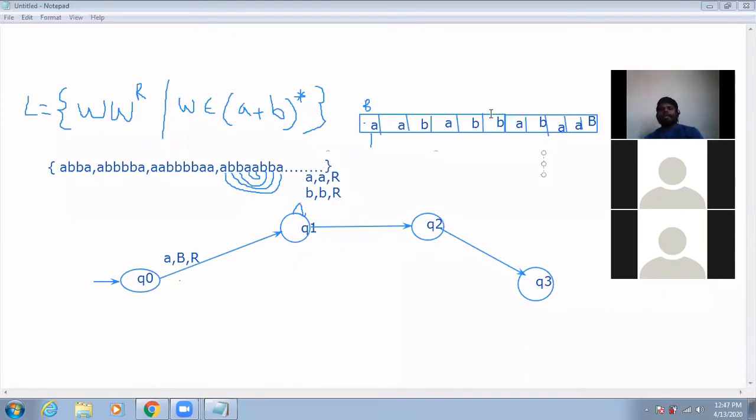So this goes on like this until, after completion of the whole input string, you encounter a blank. Whenever you encounter a blank, what do you need to do? When you encounter a blank, you need to move to the left hand side. You should make this A a blank.